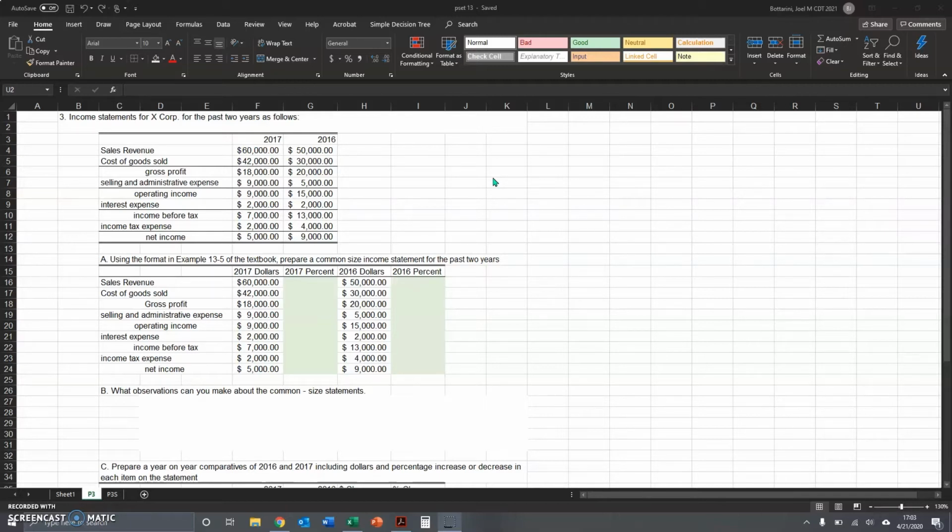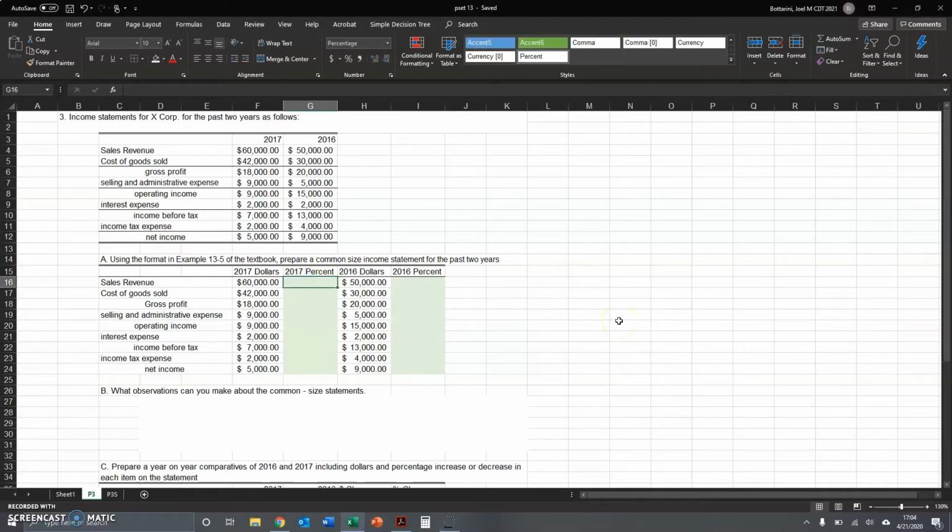To go about creating this chart, you simply copy down the line items from the given chart, and then the values for those line items are also copied in. This chart will help us to analyze and compare the company's performance over the two periods. And to use this chart, we simply find the percentage of each line item in comparison to the sales revenue.